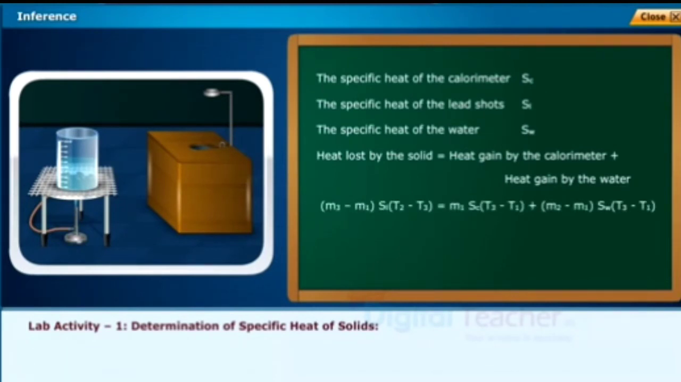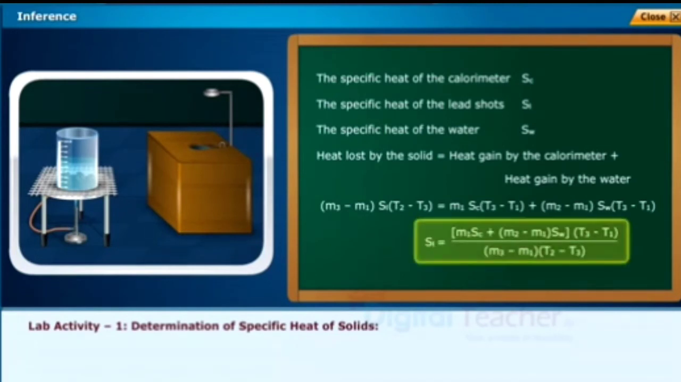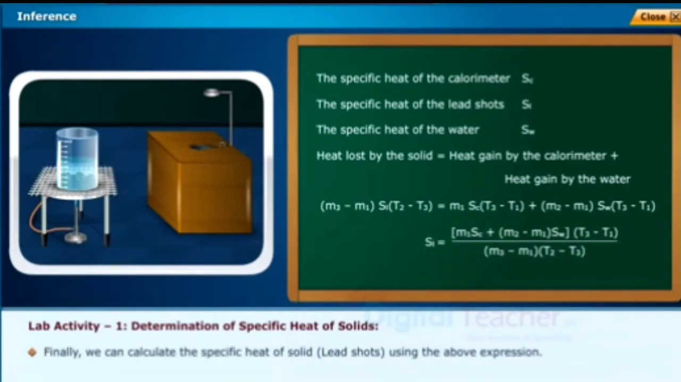(M3 minus M1) into SL into (T2 minus T3) is equal to M1 SC into (T3 minus T1) plus (M2 minus M1) into SW into (T3 minus T1). SL is equal to [M1 SC plus (M2 minus M1) SW] into (T3 minus T1) by (M3 minus M1) into (T2 minus T3). Finally, we can calculate the specific heat of the solid, lead shots, using the above expression.